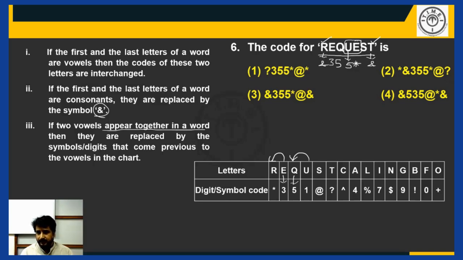What is the code for S? At the rate. So which option is available? Percent 3 5 5 star at the rate percent. Choice 3. So your answer is choice 3. Clear? Now move to the next question.